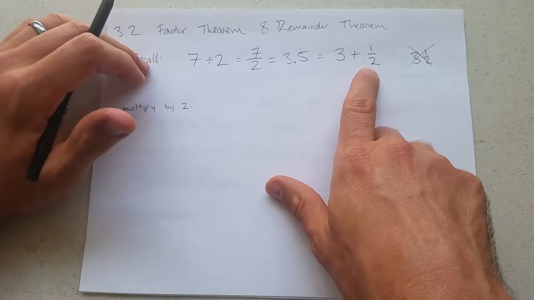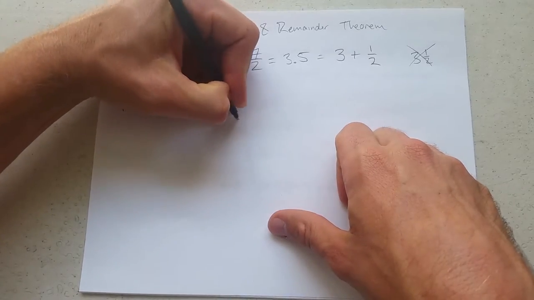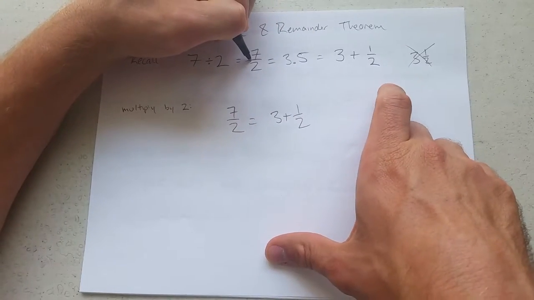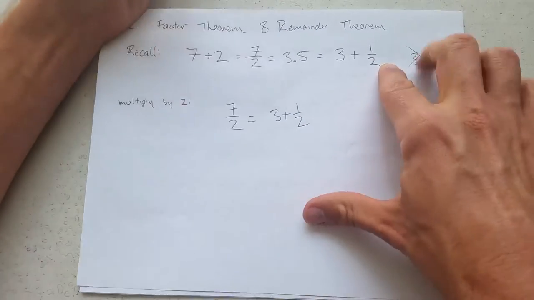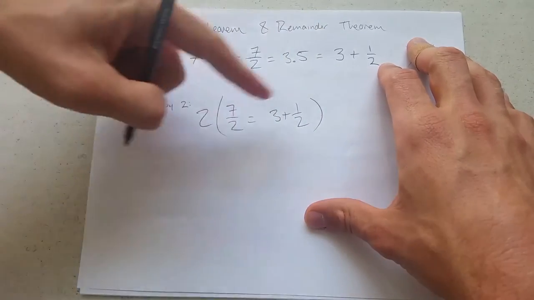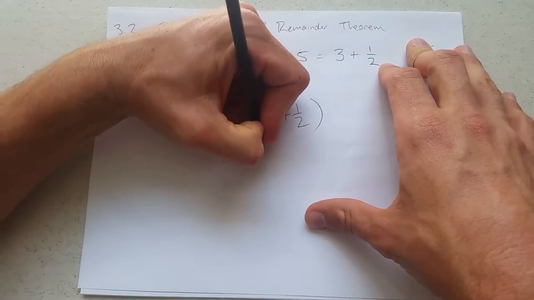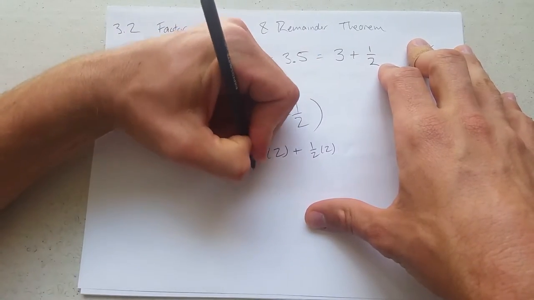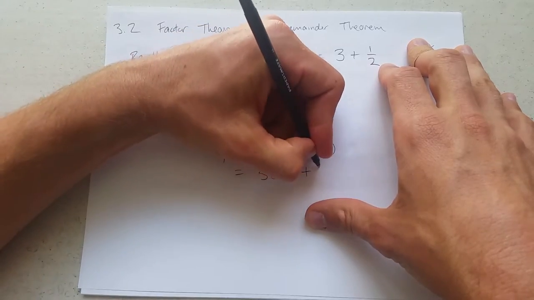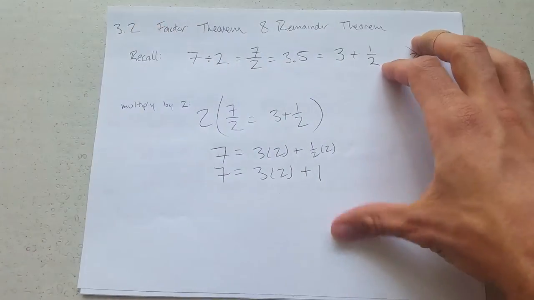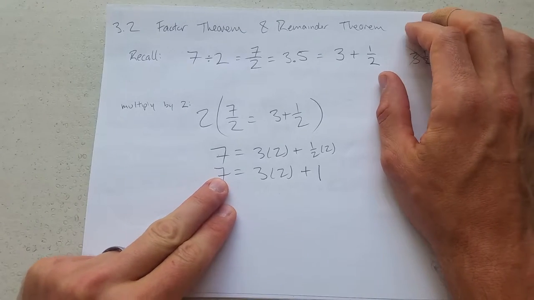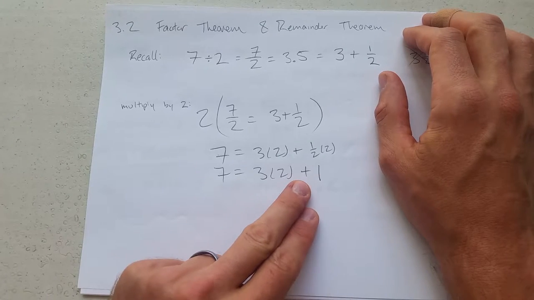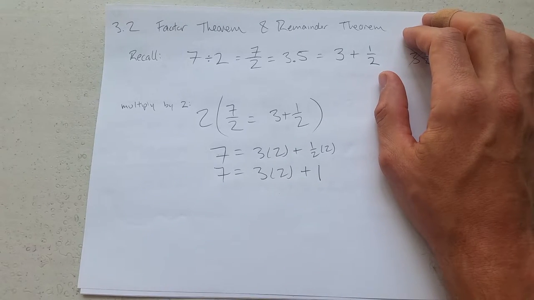Now, I'm going to do something a little weird. I'm going to multiply by 2, and the equation I'm going to multiply by 2 is this part. So I'm just going to pair up 7 halves, use 3 and a half. I'm going to multiply the whole equation by 2, both sides. 7 equals... 1 half times 2 is 1. So what does this equation tell me? This tells me 7 is 3 twos, or 3 times 2, with 1 left over, remainder 1.